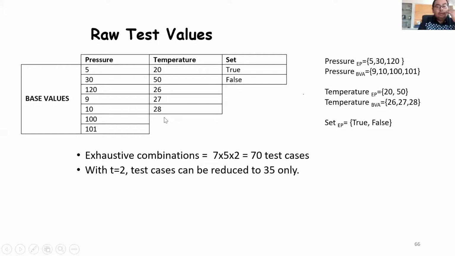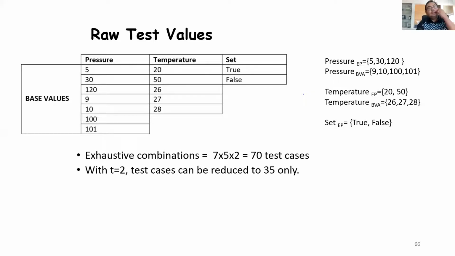Now, if I want to represent this in covering array notation, I'm going to have CA(N, 2, 7^1 5^1 2^1): 7 to the power of 1, 5 to the power of 1, and 2 to the power of 1.